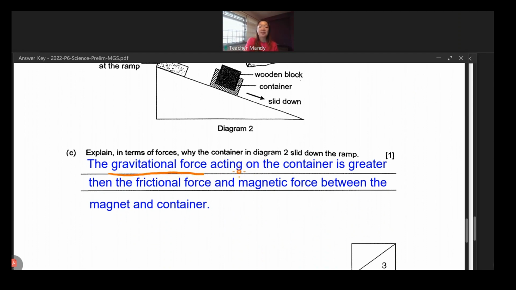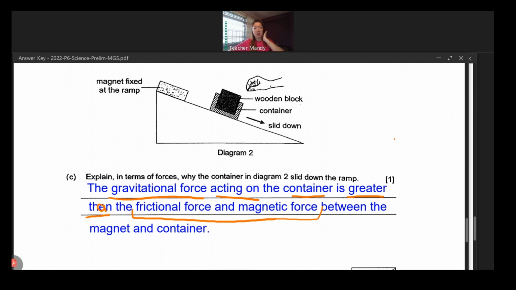Gravitational force acting on what, which is the container, greater than, we are comparing, THAN, greater than the frictional force and magnetic force between the magnet and container. So generally it's because the gravity is actually the weight. You guys will be like, oh, I know, the weight of the wooden block caused it to slip down. But that's not explaining in terms of forces. When you explain in terms of forces, you need to give me the terms like gravitational force, frictional force, magnetic force. So always remember you have to write it in this way when they say explain in terms of forces.